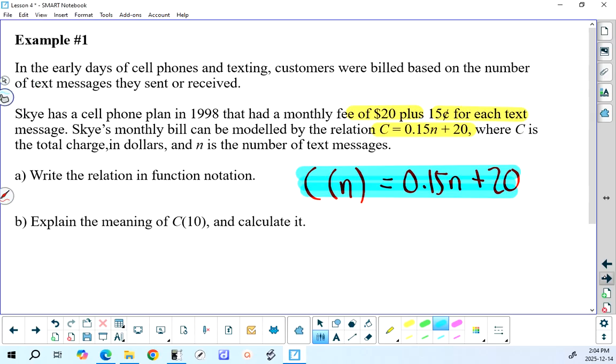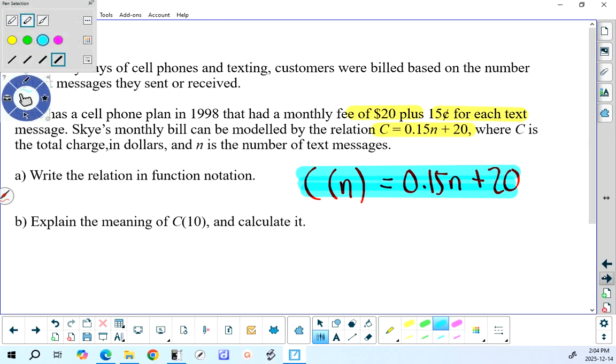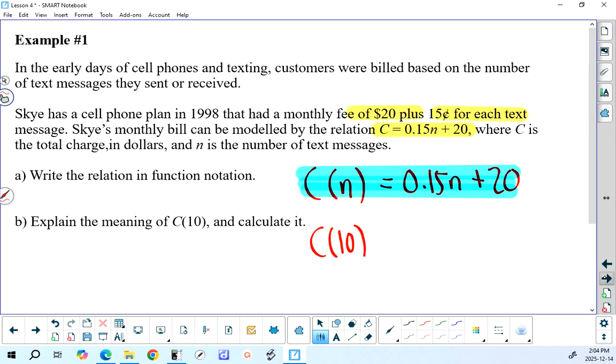So now, what is the meaning of C of 10? And that's how we pronounce that. I'm going to write it right here, C of 10. Well, we can read it as meaning it's the cost of, or the charge for, 10 text messages.